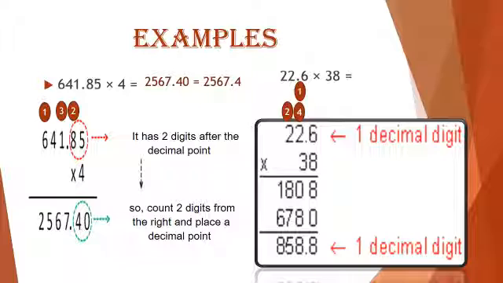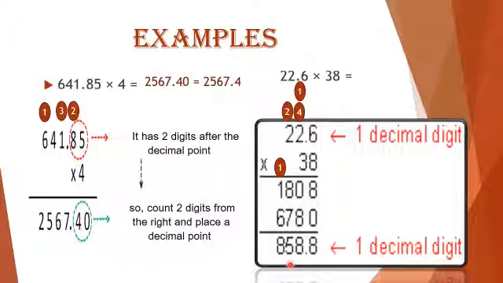Then we add up these two answers. 8 plus 0 equals 8. 0 plus 8 equals 8. 8 plus 7 is equal to 15. 5 and carry up 1. 6 plus 1 is equal to 7, plus 1 equals 8.